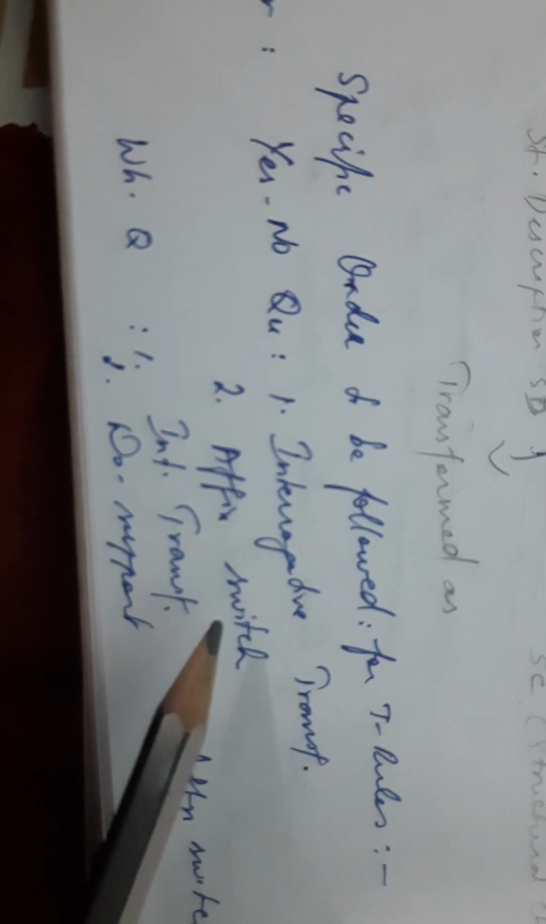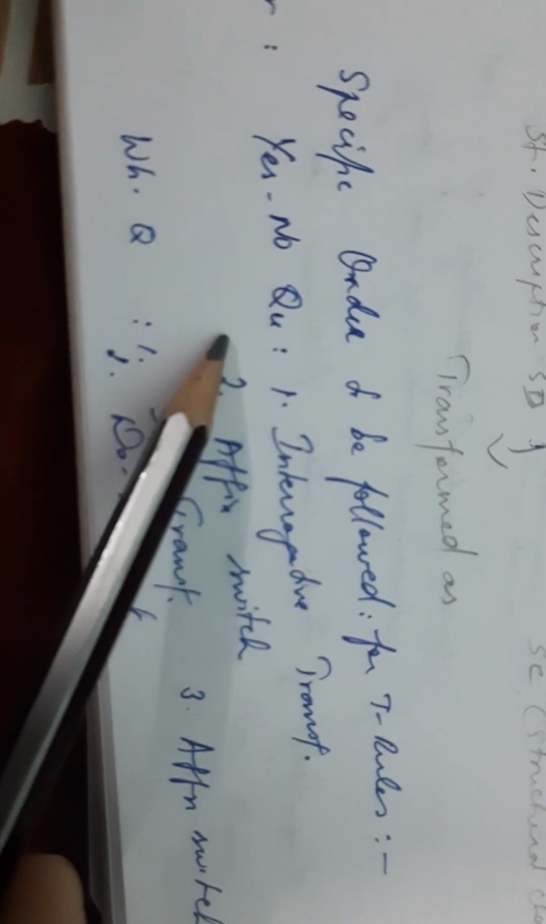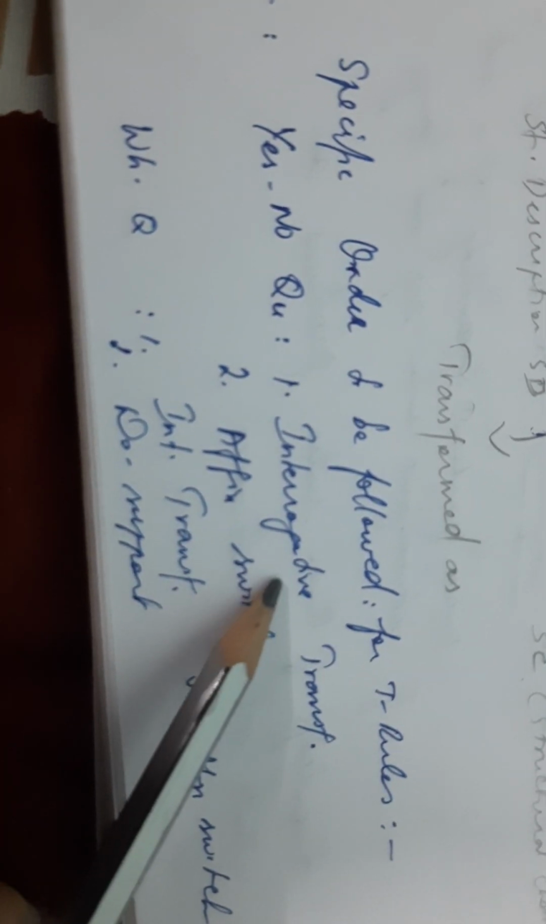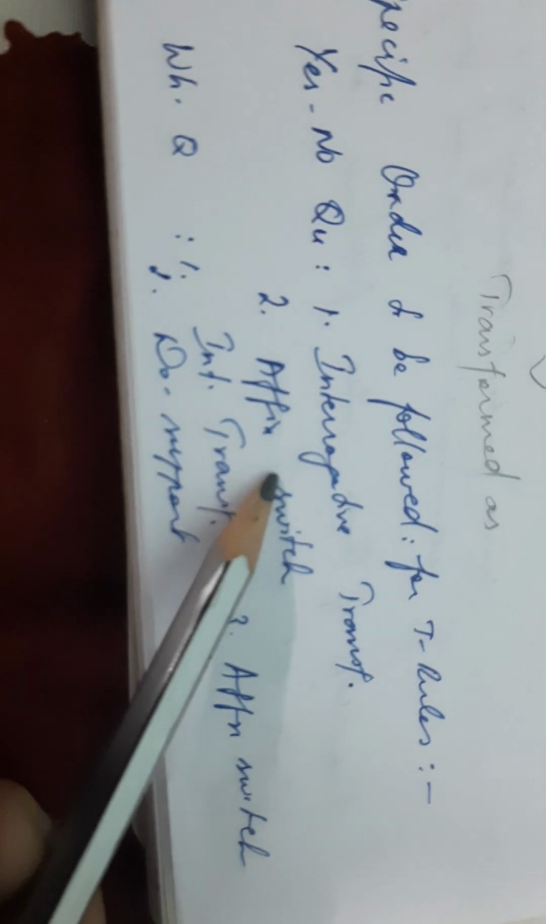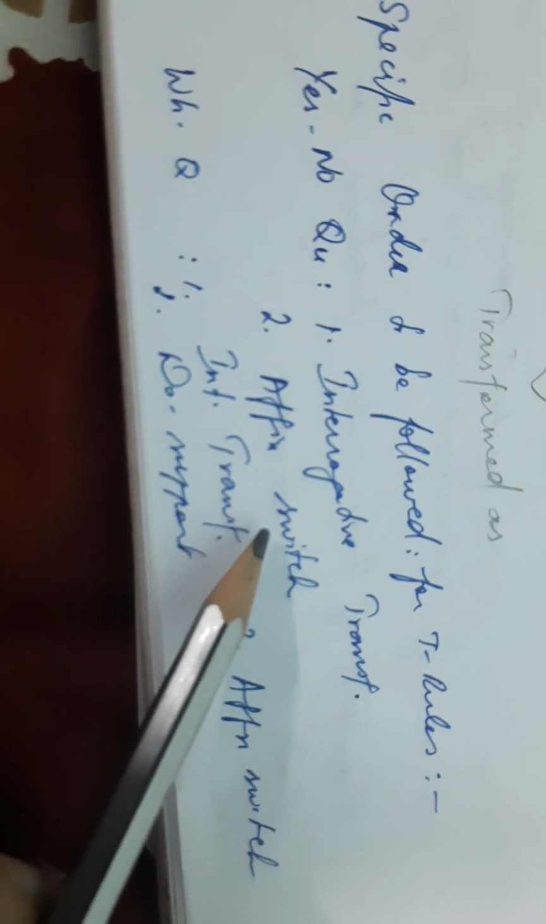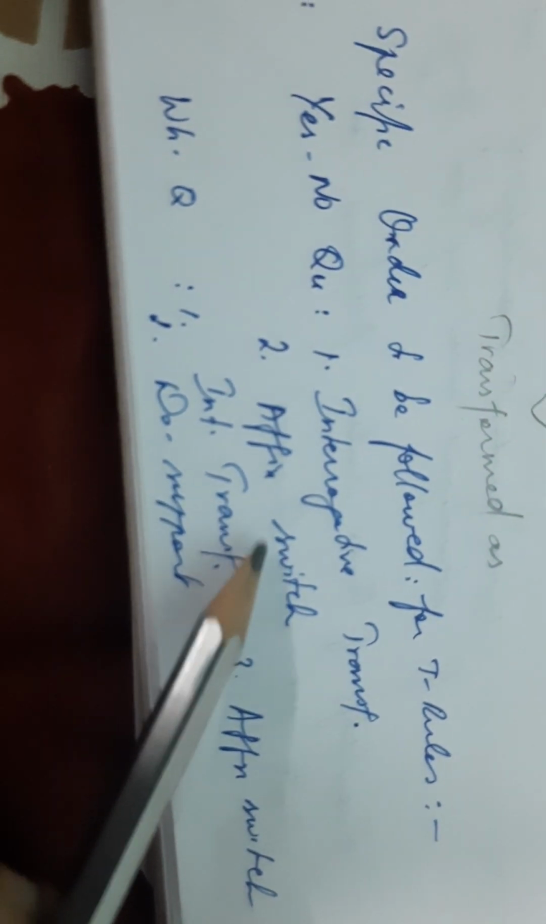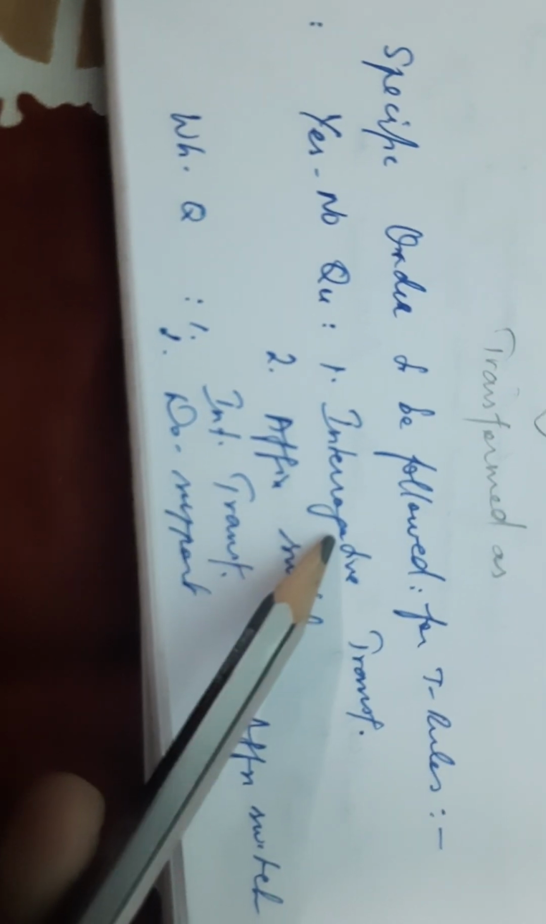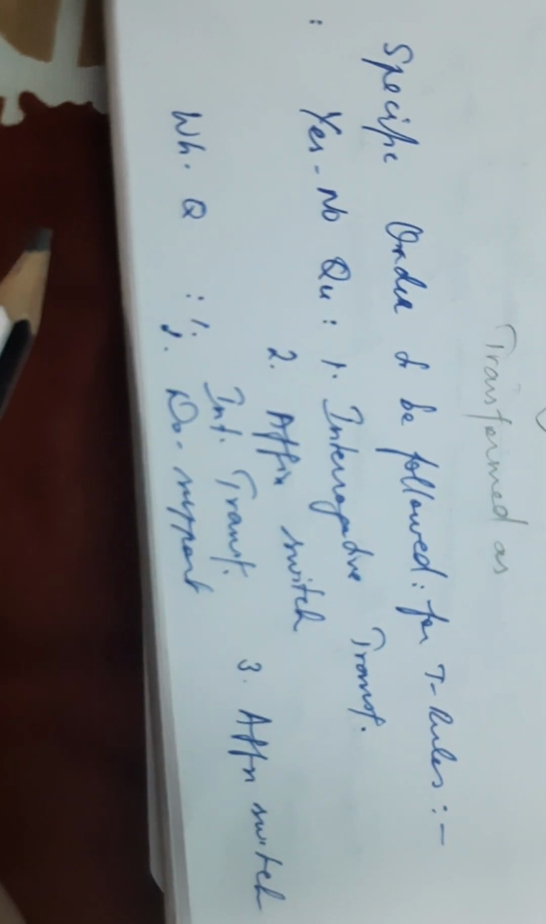So for example, if you want to derive interrogative sentences, yes or no questions, the first step that you have to follow is to convert the kernel sentence into its interrogative form. Okay, and then you have to do the affix switch. Okay, so the affix has to be switched, meaning the place has to be changed. So these are the two steps that you have to follow in order to derive yes or no questions.